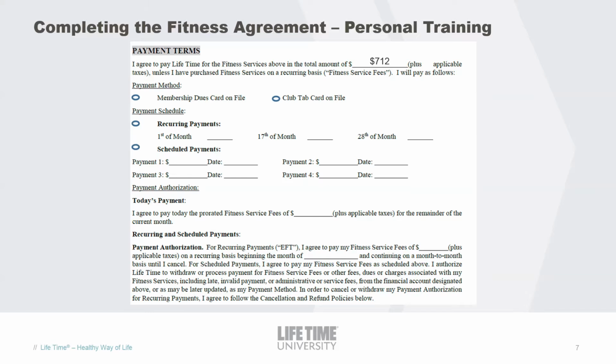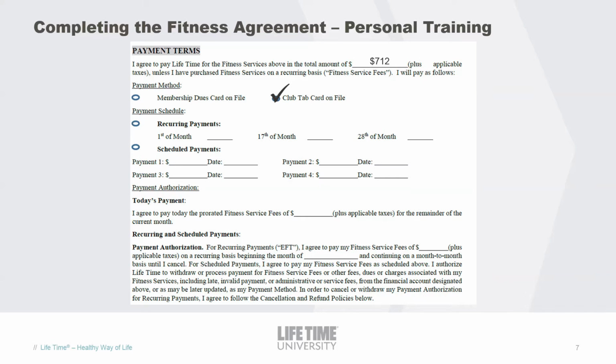The payment method will ideally always be Club Tab card on file. This charges their credit card on their account. However, some members may want to pay with an alternate form of payment. This could include a different credit card, check, or cash. If this is the case, your personal training manager will need to accept this payment to complete the transaction with the member.